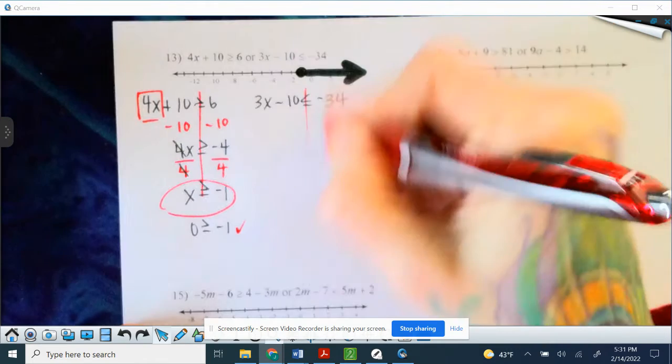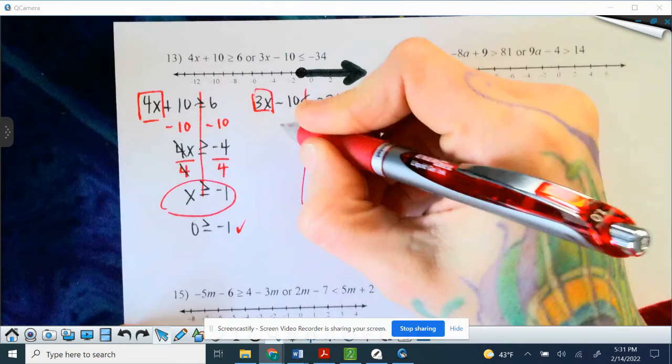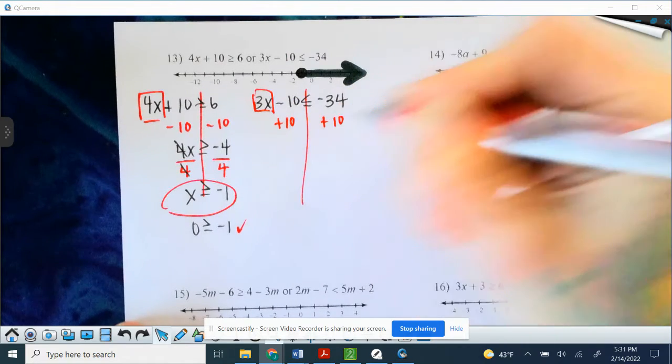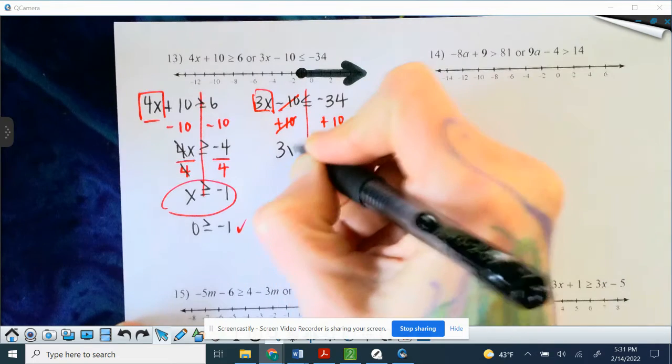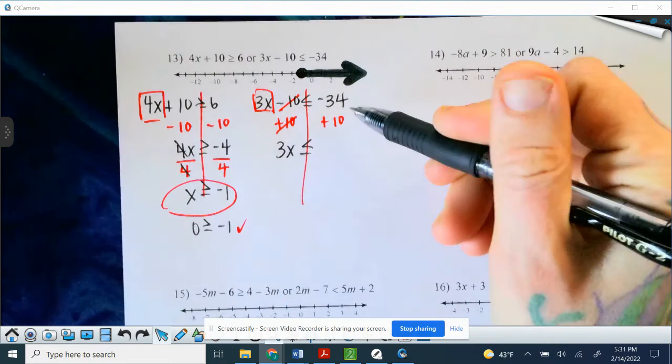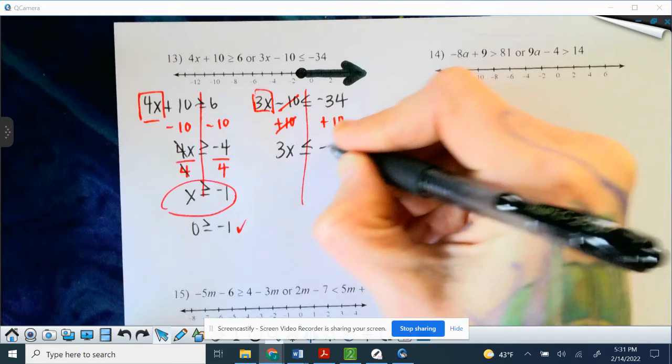I'm going to go after this next one. So, variable, we're going to add 10, because that's the opposite of that subtraction, and that makes that 0 out on that side. So 3x is less than or equal to, if I owe you 34 and I pay you 10, I'm going to owe you 24.